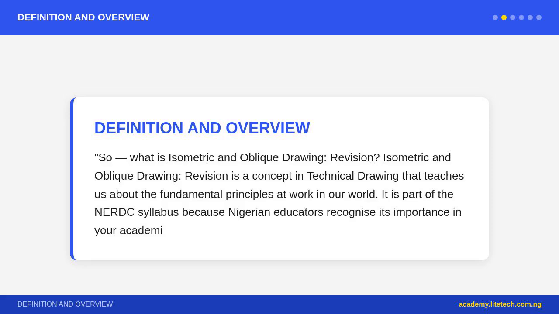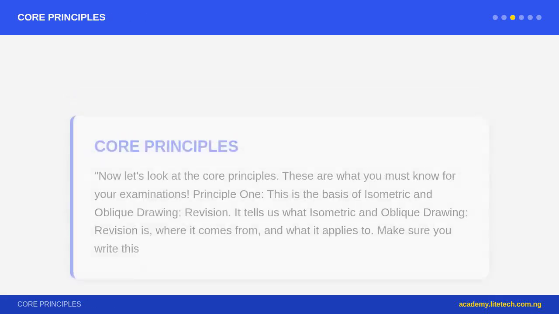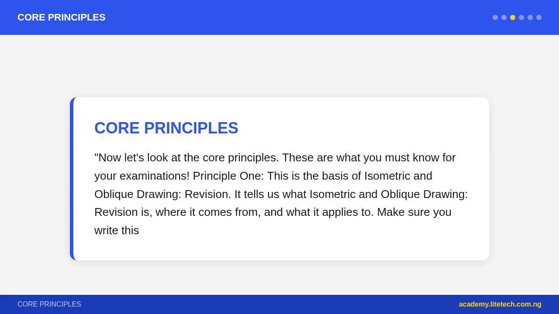Now let's look at the core principles. These are what you must know for your examinations. Principle 1. This is the basis of isometric and oblique drawing, revision. It tells us what isometric and oblique drawing, revision is, where it comes from, and what it applies to. Make sure you write this in your notebook.